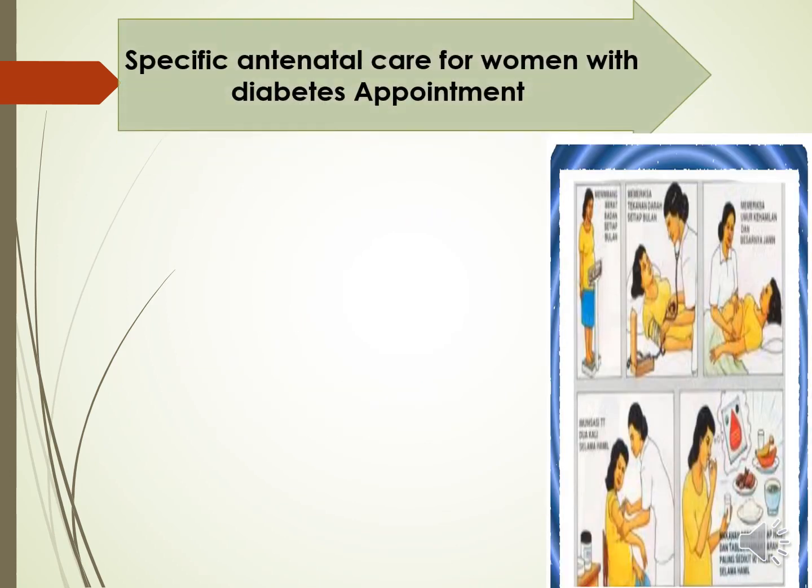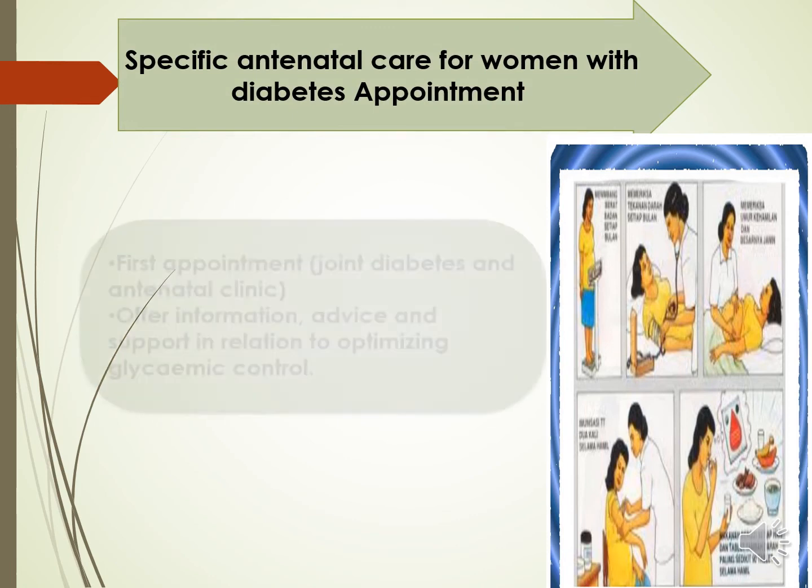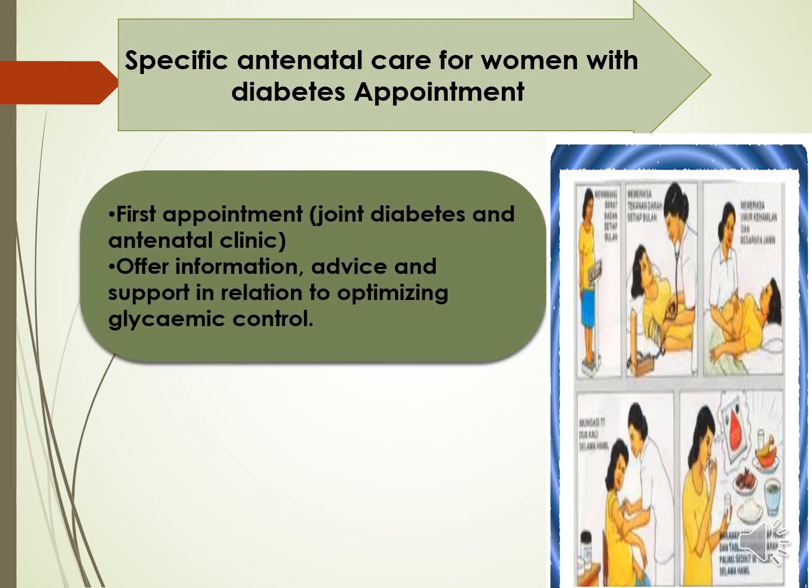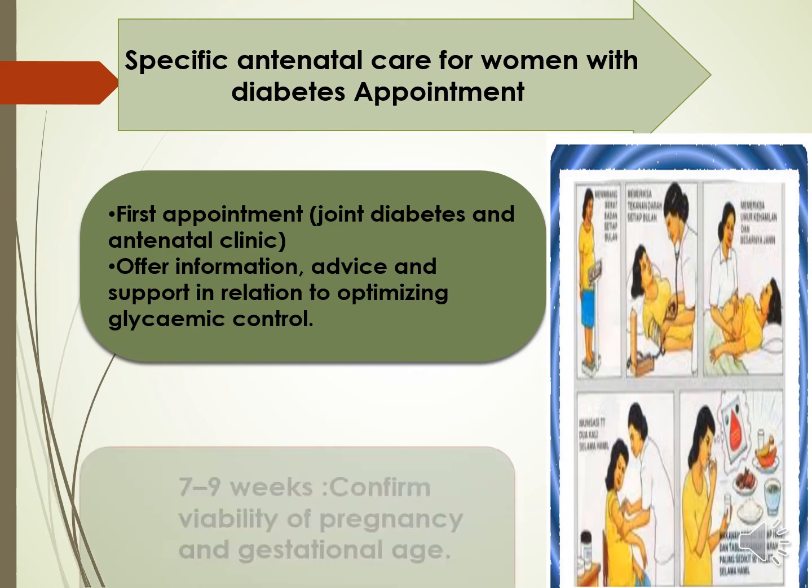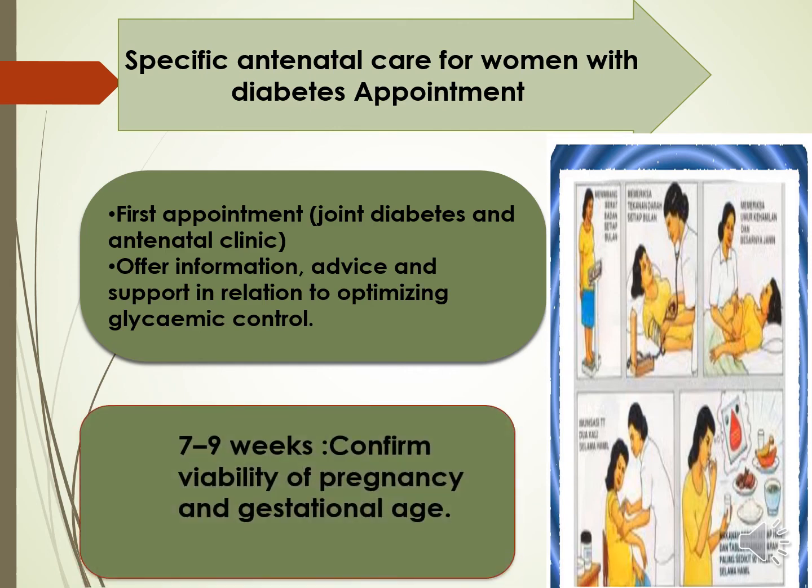Now what is the specific management for a diabetic patient during pregnancy? At the first appointment, she should be cared for by a joint diabetic and antenatal clinic. The patient should be seen by a physician, obstetrician, and dietitian. We should offer the patient information, advice, and support in relation to optimizing glycemic control. Early in pregnancy, at 7 to 9 weeks, she should have an ultrasound to confirm gestational age and viability.